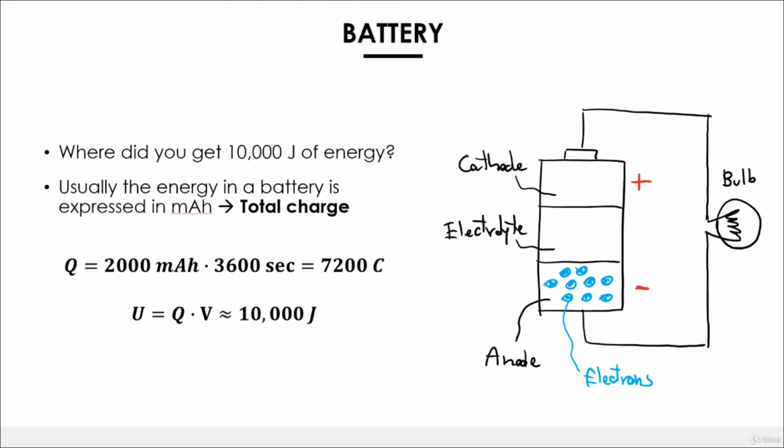In the previous example, I mentioned that an AA battery can have an internal energy equal to 10,000 joule. While you're probably familiar with the fact that the AA battery is a 1.5 volt battery, you probably never heard any amount of energy in joule specified for the battery.